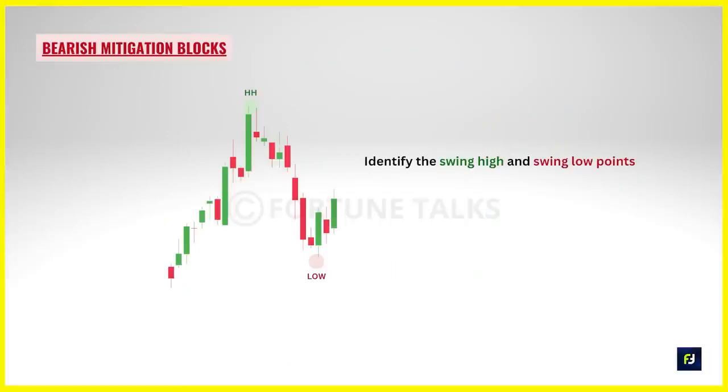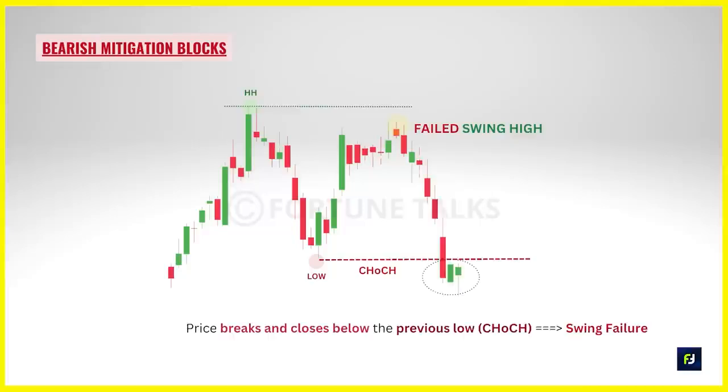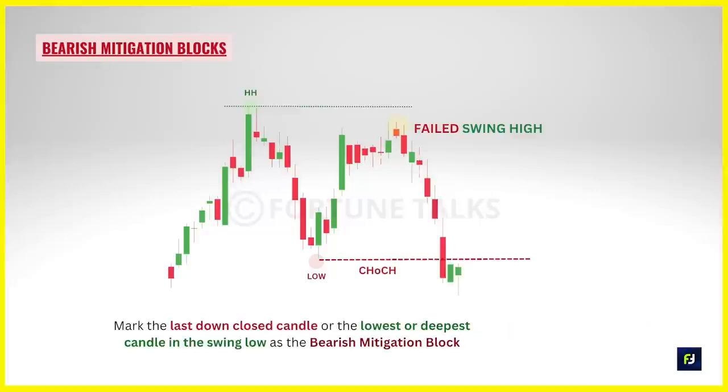As always, identify the swing high and swing low in prices. In this case, price fails to sweep the liquidity above the high and it swiftly declines down, breaking and closing below the previous low. So the price was unable to establish a new higher high. So this is a swing failure. Once the breakdown below the low is confirmed, we can mark the last down close candle or the lowest or deepest candle in the mix, including the wick, and this will be our bearish mitigation block.